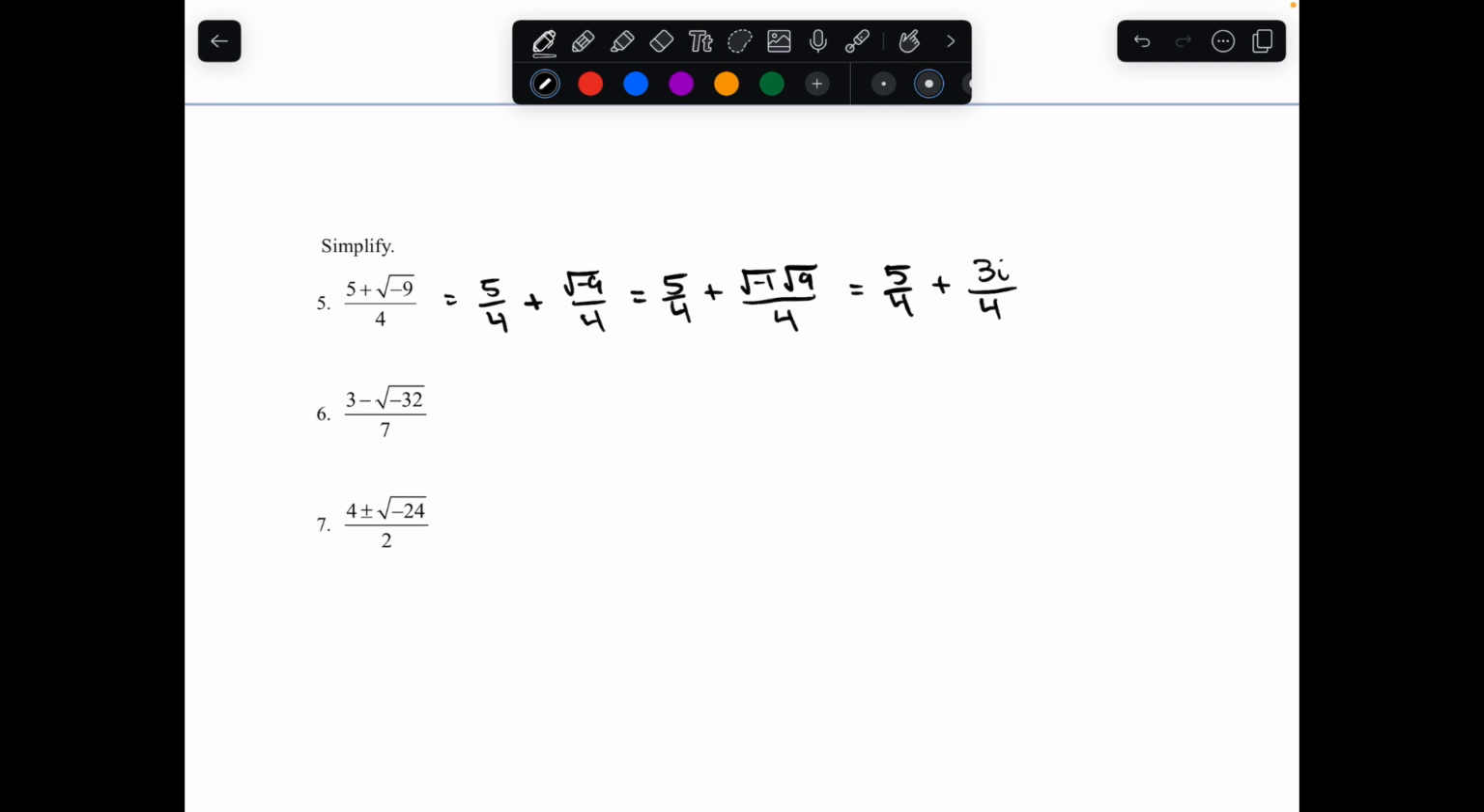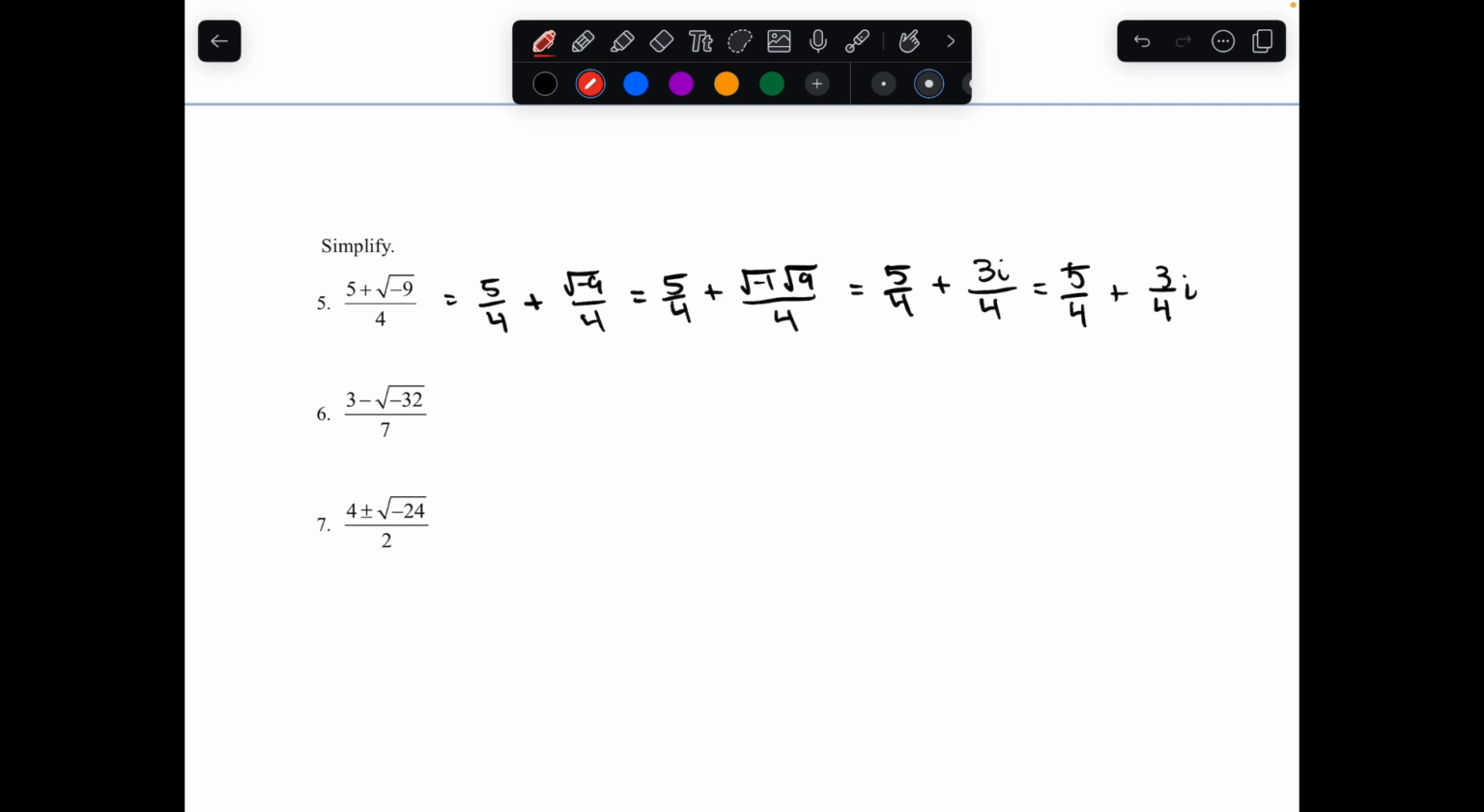Now this is fine, but we can make it look a little bit prettier and write it as 5/4 plus 3/4 times I. As in, this is a plus bi, so we have it in standard form. Let's move on to number 6 and do the same thing.